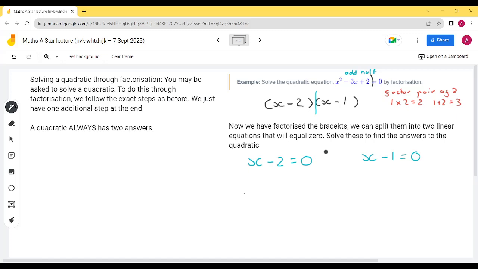If x minus 2 equals 0, well then x must equal 2, because 2 minus 2 equals 0. Effectively what you're doing is adding 2 to both sides of the equation. If x minus 1 equals 0, you're adding 1 to both sides to get the x on its own. So x equals 1. So that's your final answer: x equals 2, x equals 1.